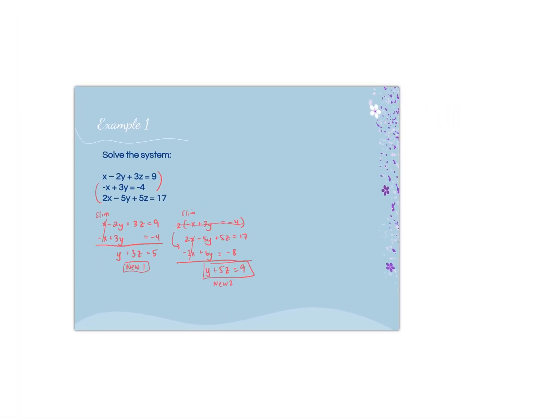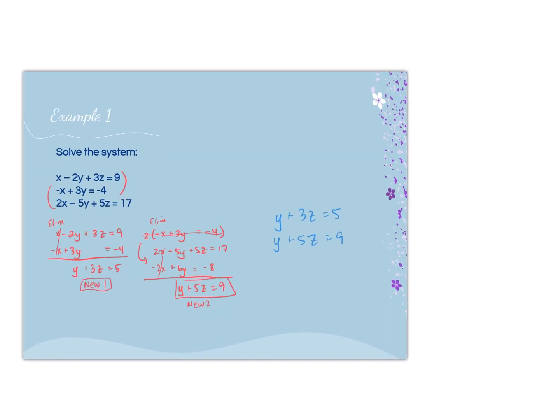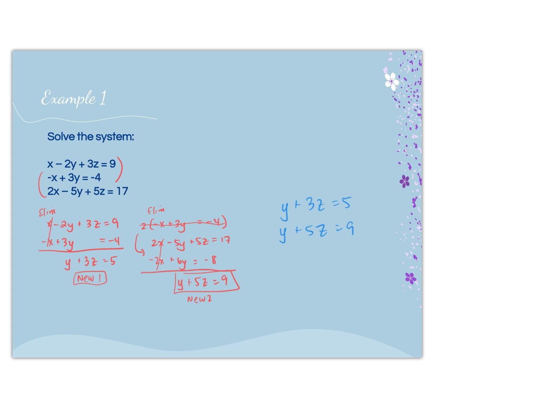Okay, so when I come over to here now, I'm going to take those 2 new equations, y plus 3z equals 5 and y plus 5z equals 9. And now notice I have a 2-variable equation. So I'm going to solve and eliminate one of those 2 variables. Again, I'll take this one and multiply by negative 1 to make my y's opposites, right? And I'll get negative 5, and then these cancel, and I'll get 2z equals 4, and z equals 2. And so I have my first solution: z equals 2.